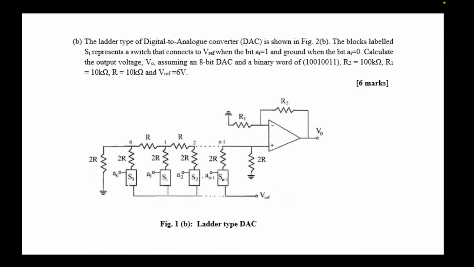So we have a ladder type DAC, as shown in this figure. Blocks are labeled Si to represent switches along different areas. And we want to determine what Vout is given a certain switch position, which is given by a binary word, and certain resistor values and a reference voltage.